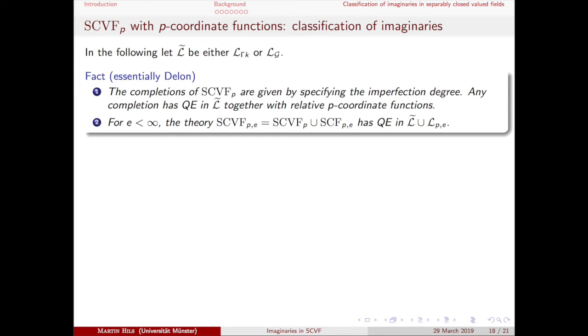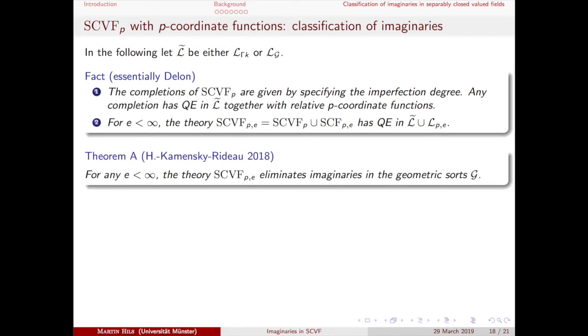Now, this context is less interesting for us, but the second one, for finite E. Remember that STFPE was when I added names for a P basis and the P coordinate function, so let's do it, plus the separably closed valued field theory as well. This has quantifier elimination also. It follows from 1. It's a specialization of 1 in some sense. You only need these coordinate functions for this p basis and not for all.